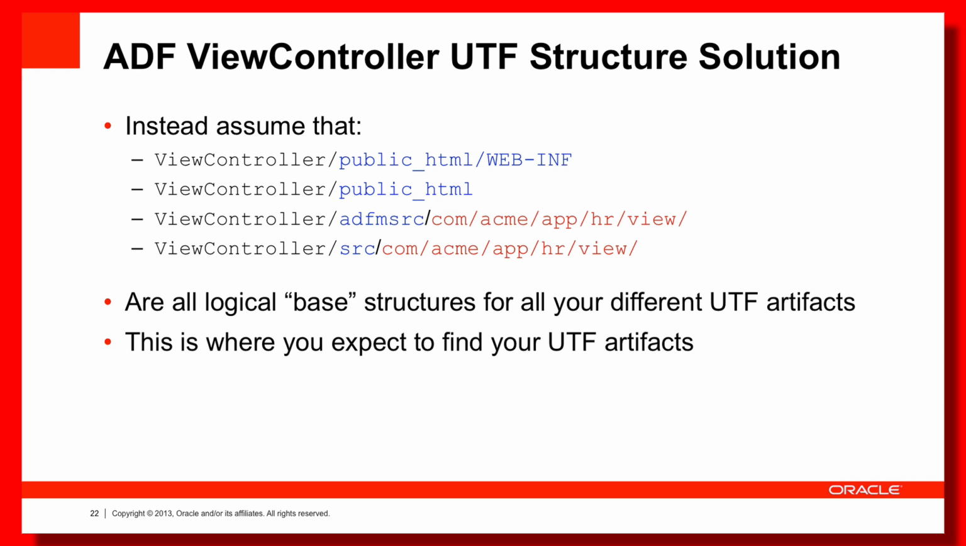You will find the ADFC config under the web inf, the pages for the UTF under the public HTML directory, any page defs under the ADFM source com acme app HR view directory, and any beans under this source com acme app HR view package. So basically you don't need to move anything around, and for the unbounded task flow, because we only have one, you wouldn't actually be moving too many things around anyway, because there's not typically too many artifacts associated with your unbounded task flow.